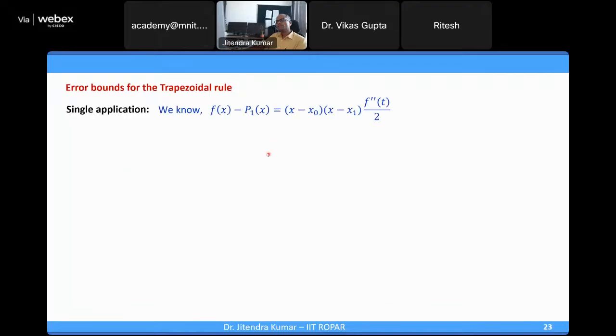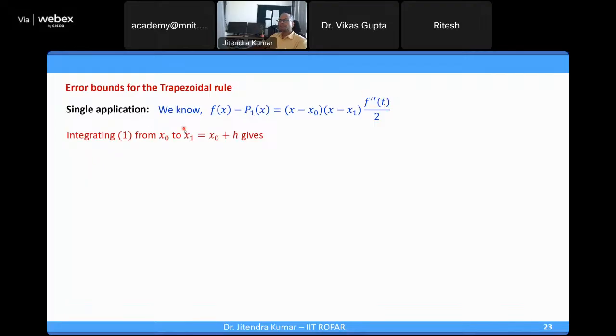So first let's go with the single application. We have seen already in interpolation that the difference between f(x) and p1(x), or the error when you interpolate using this first degree polynomial, will be given by this expression, where you have (x minus x0), (x minus x1), and the double derivative at some point t, which is in the domain of our points.